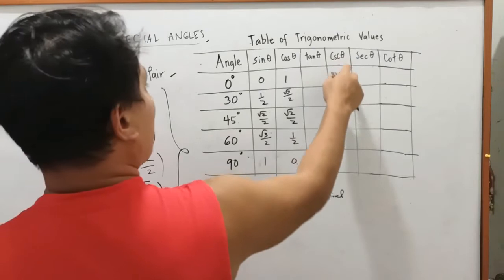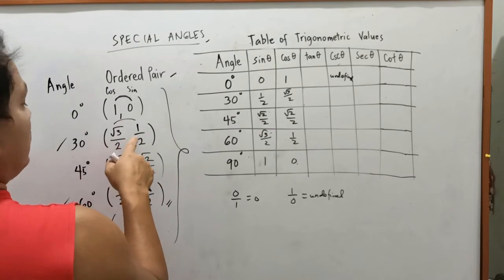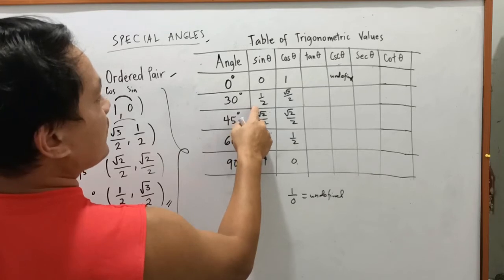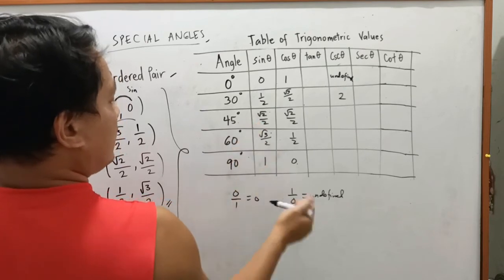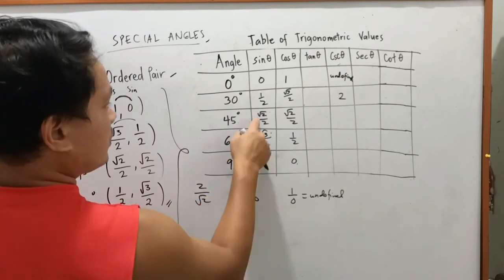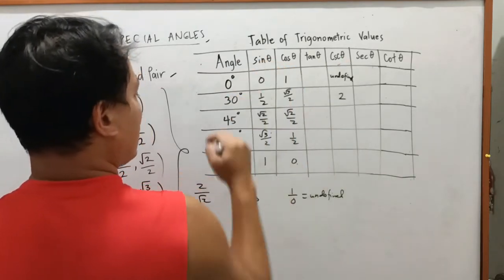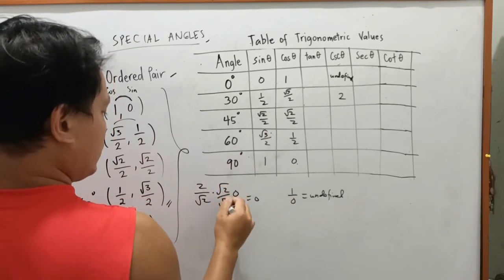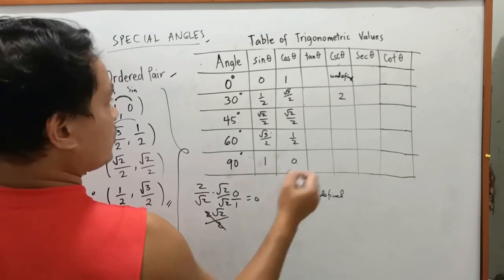Okay, now, how about the cosecant 30 degrees? Cosecant 30 degrees, reciprocal of sine. This one, 1/2. Reciprocal of 1/2 is 2 over 1 or 2. How about 45 degrees? The reciprocal is 2 over square root of 2, because cosecant theta is the reciprocal of sine theta. Okay, 2 over square root of 2, rationalize tayo. 2 square root of 2 over 2, cancel ang 2, square root of 2.